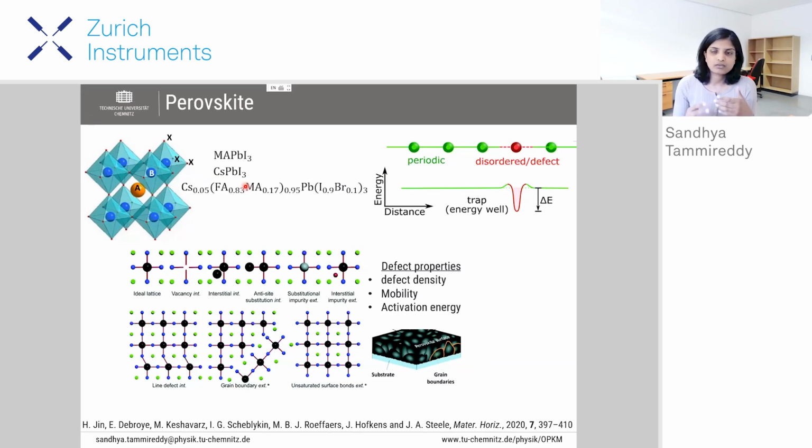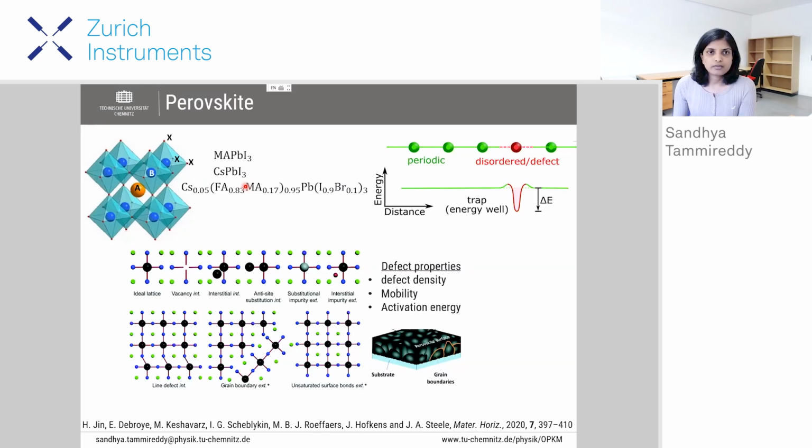But in real life, we don't have a perfect crystal. When any one of these atoms is misaligned from its designated position, we will have defects. And perovskites are known to have point defects, dominated by ionic defects, said to be one of the reasons that explains the hysteresis in their JV curves.